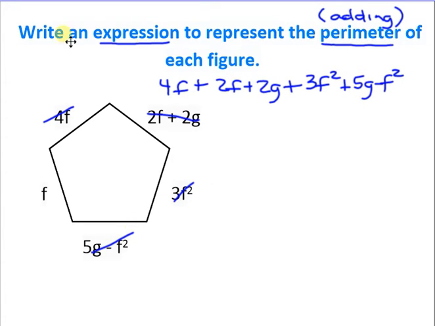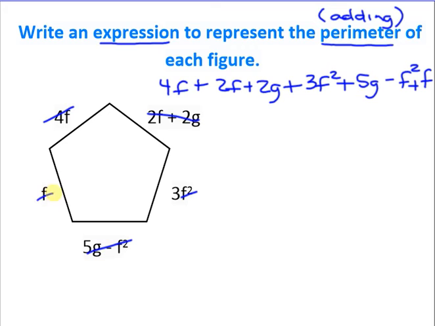Ooh, you can't really see that minus. Let me redo that minus. Okay, plus 5g minus f squared. There you go. Okay, plus a little f at the end.